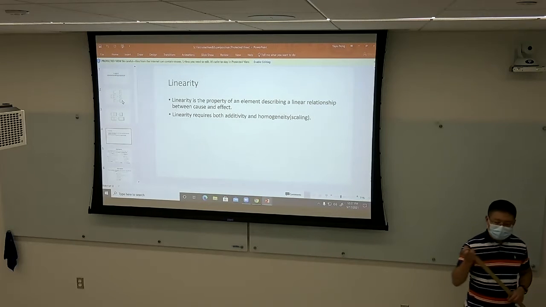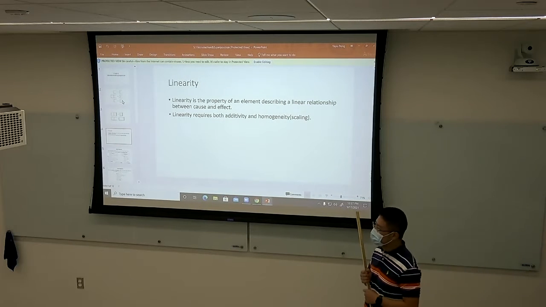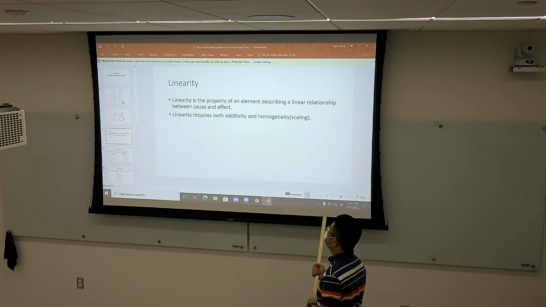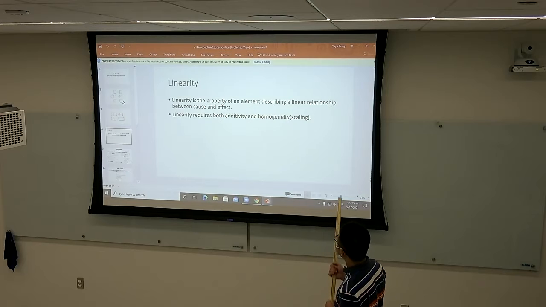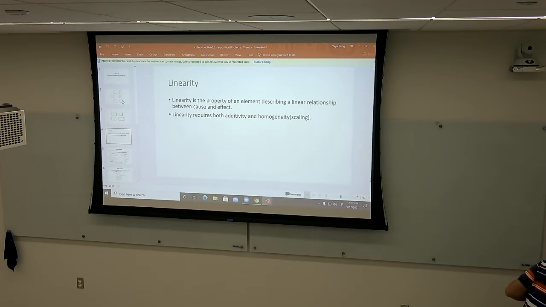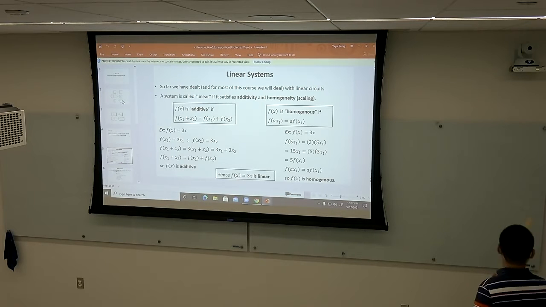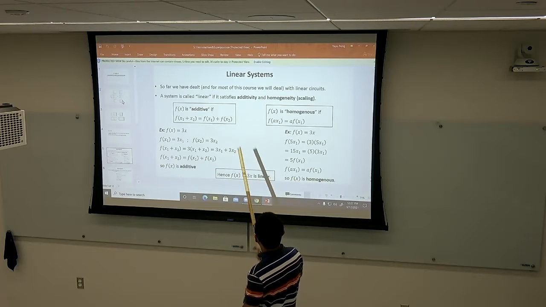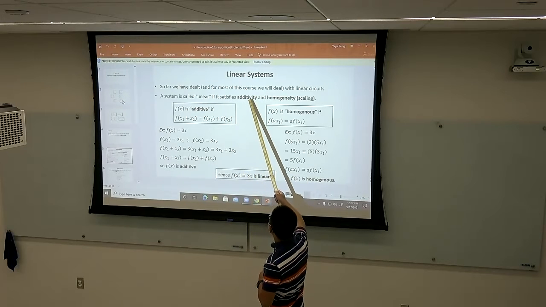The circuits we discussed in previous chapters are all linear circuits. Linearity is a property of an element describing a linear relationship between cause and effect. Linearity requires both additivity and homogeneity. So let's take a look. A system is called linear if it satisfies additivity and homogeneity.